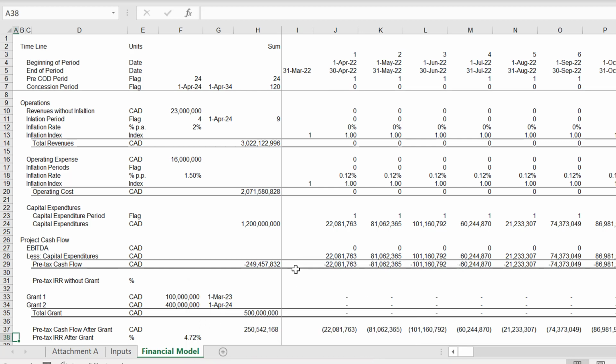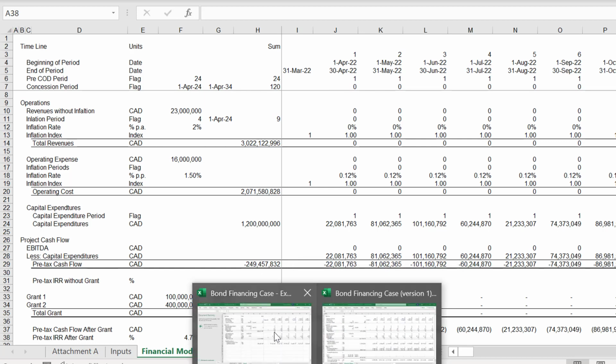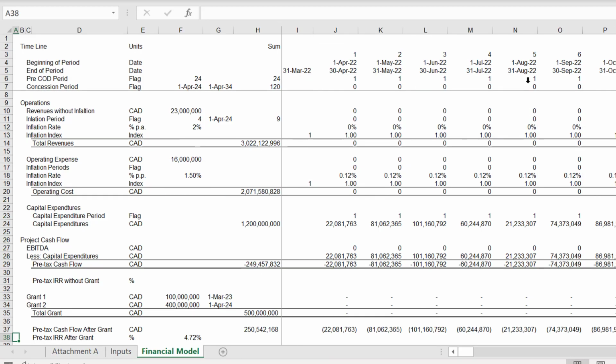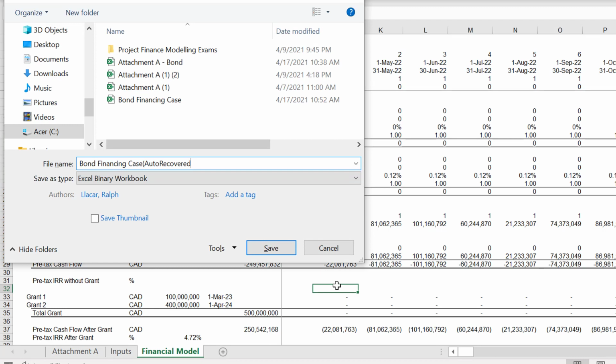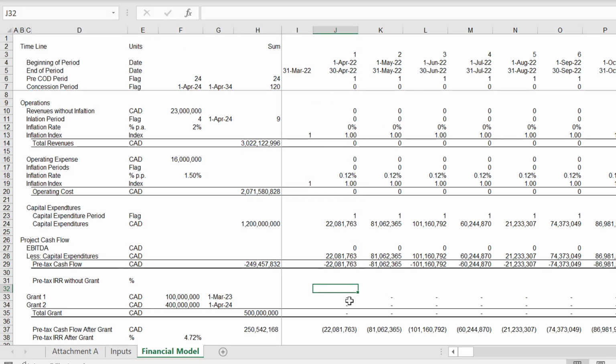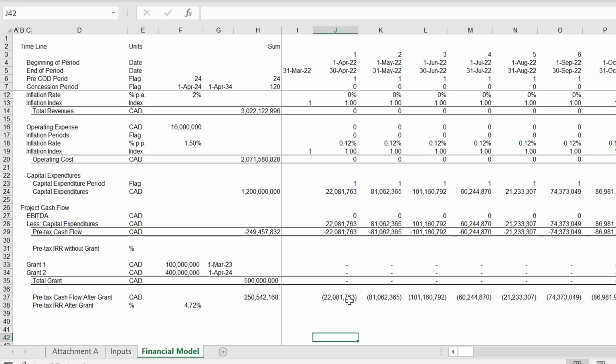at the financial close date, notice that when I had to reopen this file, I better save this as bond financing case one. Don't forget to save your file. Damn it, that's something I would do. Forget to save the file in the middle of the test. Okay, now where was I?